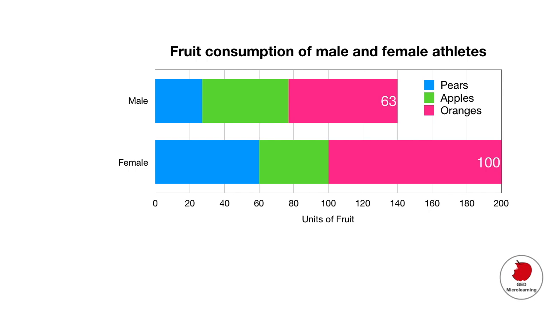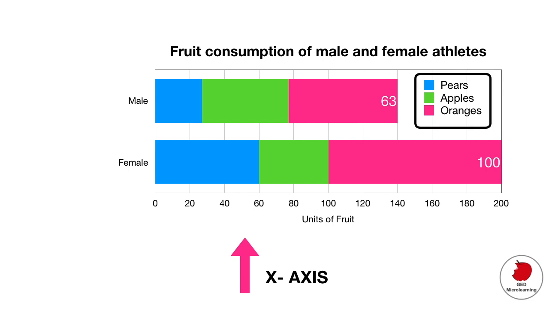All right, so as always, follow your system. We're going to look at the title. The bar graph is telling us that it's about fruit consumption in male and female athletes. Then our y-axis is looking at male athletes in the first bar, and then female athletes in the longer bar at the bottom. And then your x-axis is telling you the units of fruit, starting from 0 to 200. And if you look at the legend, it's telling you that the blue represents the number of pears, green apples, and the pink represents oranges.